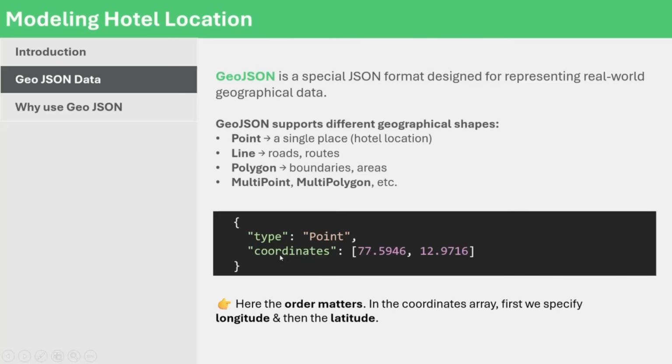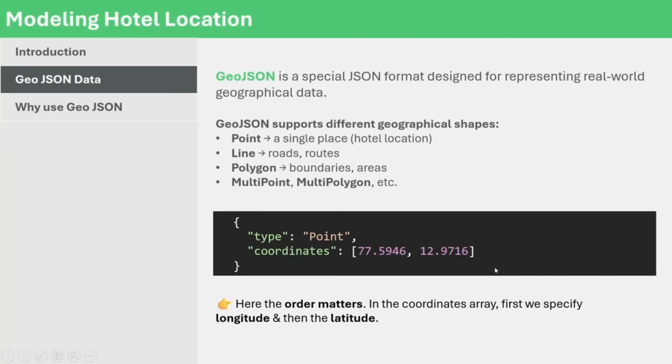Now remember, when we specify the coordinates, this coordinates field stores an array, and in that array, we have to specify longitude first and then the latitude. So the first element should be longitude and the second element should be latitude. So this is how we can create GeoJSON data, and GeoJSON data stores the coordinates of a given location.